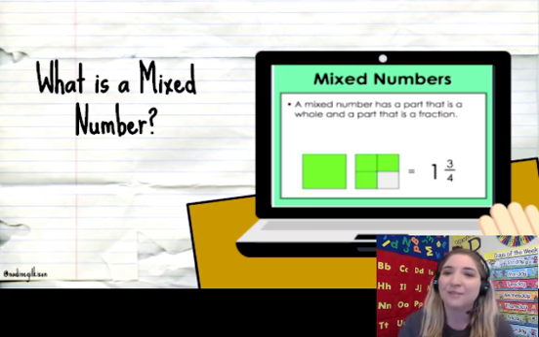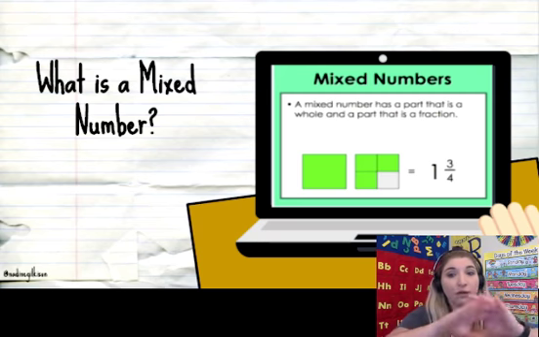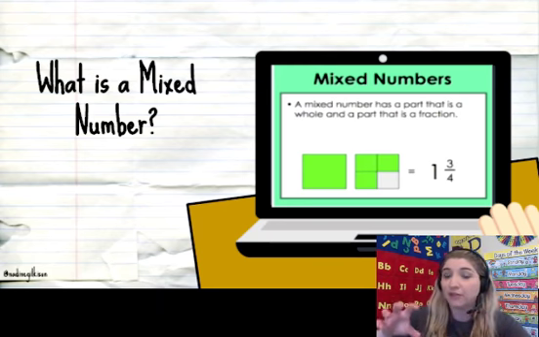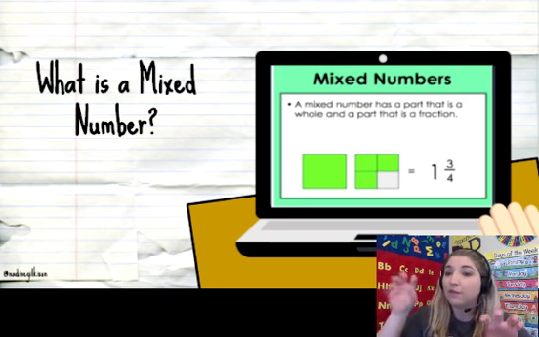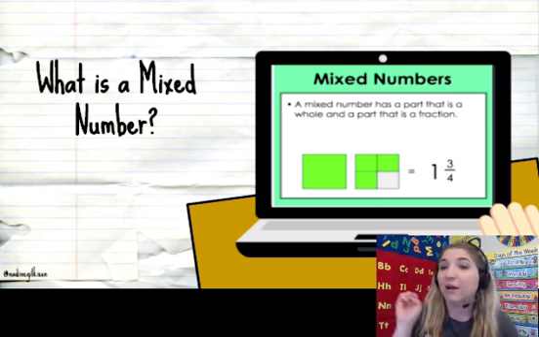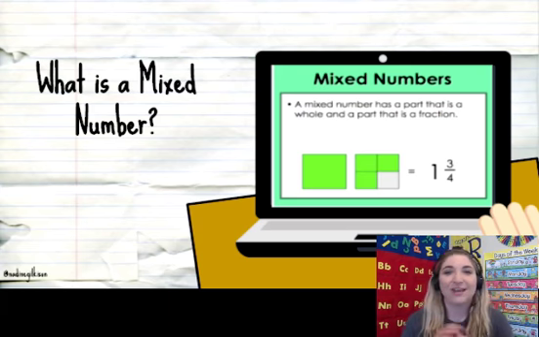A mixed number has a part that is a whole and a part that is a fraction. Now we do know that a fraction is not a whole number. So in a mixed number, there is a full whole, so all the pieces are there, and then the second part is the fraction. So we have the whole number and then the fraction. The fraction is not a whole, so something is missing. And we either have to figure out what's missing or what is there. It just depends on what the question's asking.